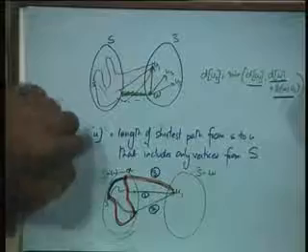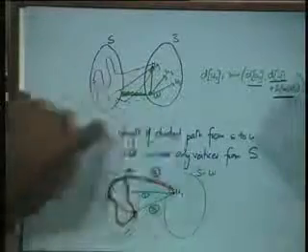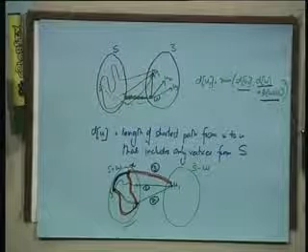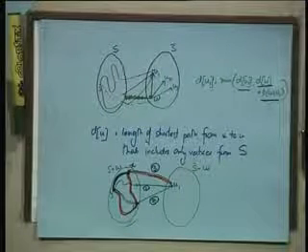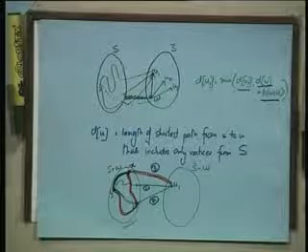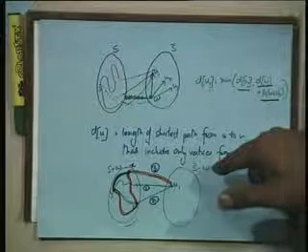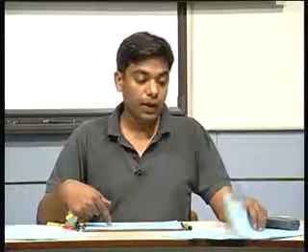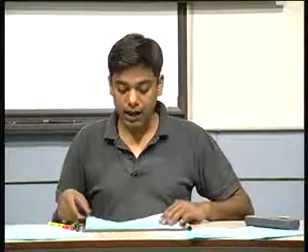So here we argued that D of U is the length of the shortest path from S to U that includes only vertices from S. Does this break down? Yes, sir. The other part breaks down. This doesn't. This is okay. This part of the argument is fine, I think. It is only when we have added W to S.